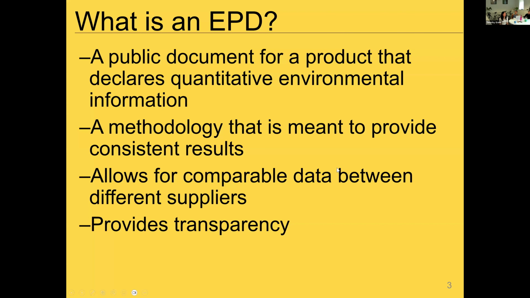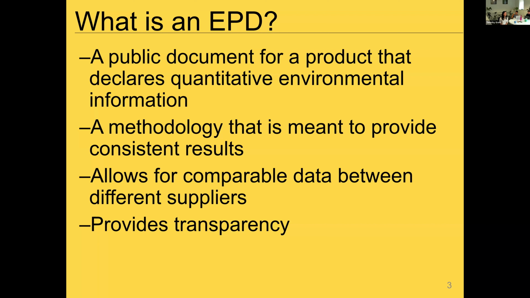So what is an EPD? It's a public document. It's exactly what it sounds like. It's an environmental declaration of your product. It's quantitative. They're all published online and everyone can access them. There's a methodology that is meant to provide consistent results. There are a lot of standards that you have to adhere to and a lot of rules, and basically it's meant to provide consistent results across similar products.